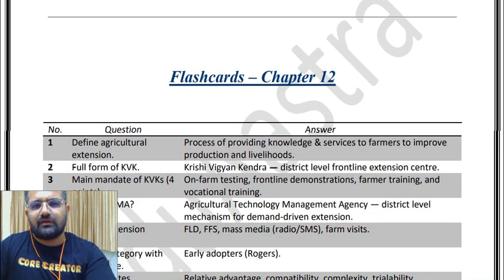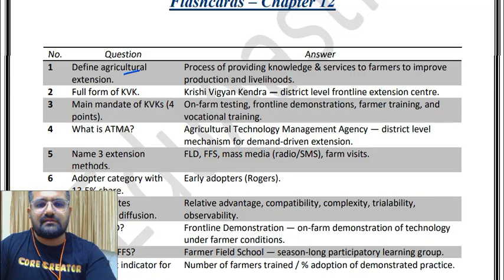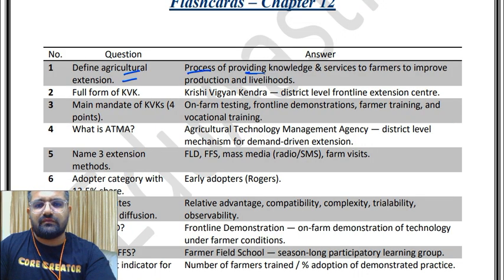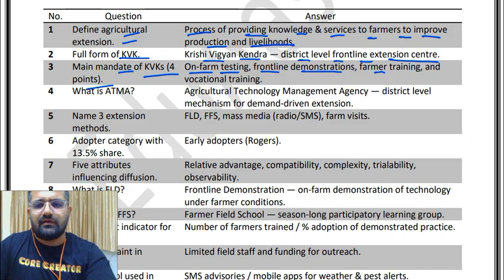Then flashcards or expected questions for your revision. Define agricultural extension: process of providing knowledge and services to farmers to improve production and livelihood. Full form of KVK: Krishi Vigyan Kendra, district level frontline extension center. Main mandate of KVK is four points: on-farm testing, frontline demonstration, farmer training and vocational training.